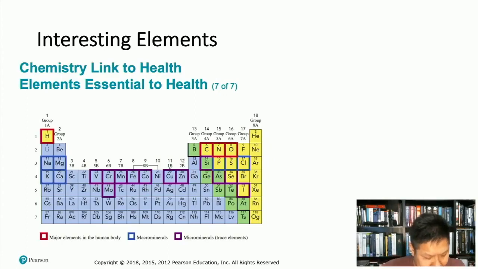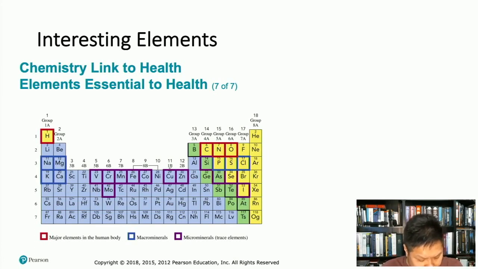Now we get to the trace minerals. The trace minerals are the micro minerals. We have iron, which we talked about before, in hemoglobin, and it's what actually binds to the oxygen that your hemoglobin takes around to the cells in your body. Silicon is important for growth and maintaining the bones and teeth, your tendons, your ligaments, your hair, your skin. Zinc is important in metabolism, and it's important in DNA synthesis and your immune system.